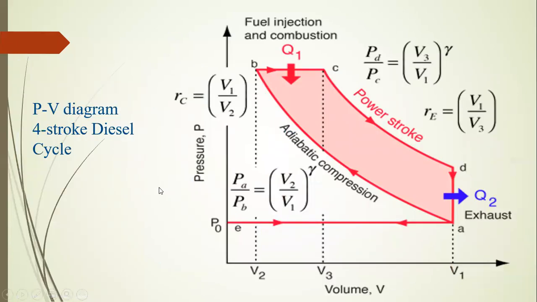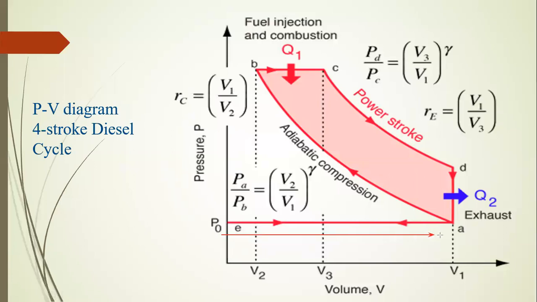Let's see the diagram for the 4-stroke diesel cycle. Here the diagram is a pressure versus volume diagram. This point A is the starting of the cycle. The points are A, B, C and D. First, the point P0 to A, we will just mention with the drawing.